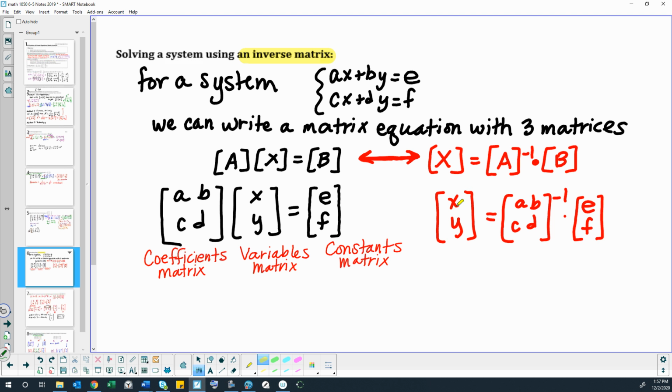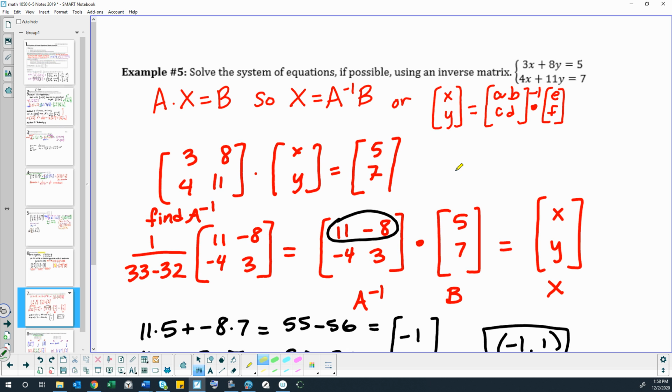So we would be able to find our x, y values, or if we had all three, x, y, z values, by taking the inverse of the coefficient matrix and multiplying it times the constant matrix, and we will get a matrix containing those answers. That's really easy to do with the calculator. Let's look at the examples we have to do here.